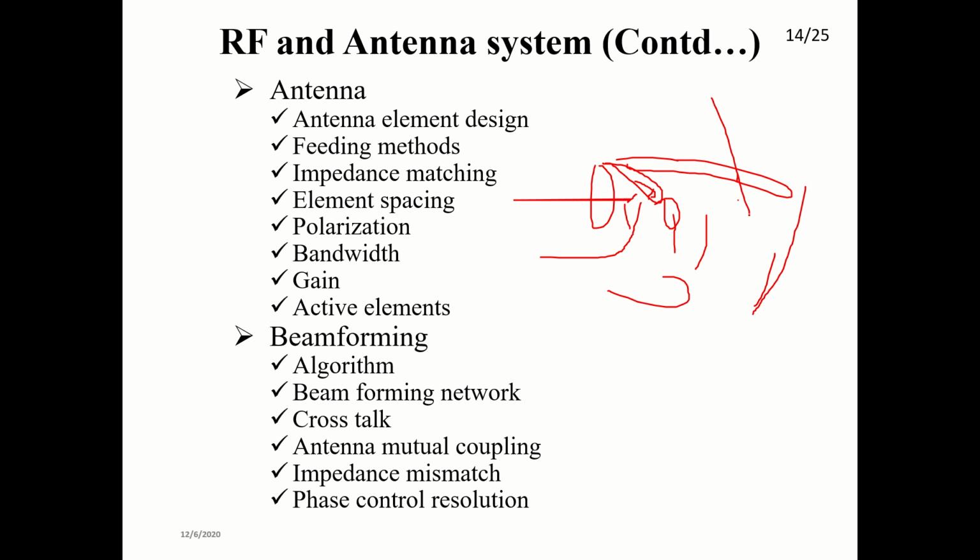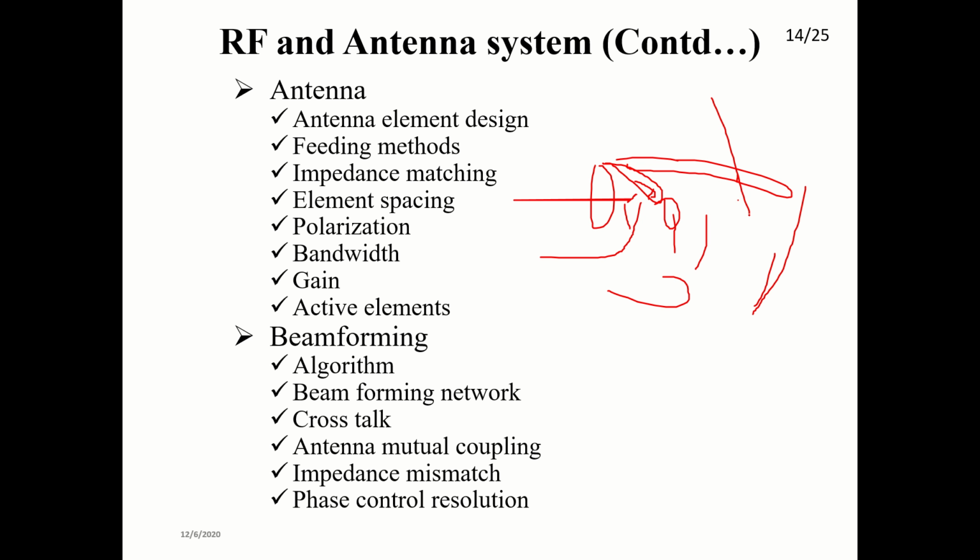Next is the bandwidth. Again and again I'm stressing that when you design an element, achieving wide bandwidth with all those constraints is very difficult. Then gain, bandwidth, and active elements. Obviously we cannot go with passive elements like earlier, when we used to design an array with a corporate feed network, which gave a very nice pattern. But now it's a different game.